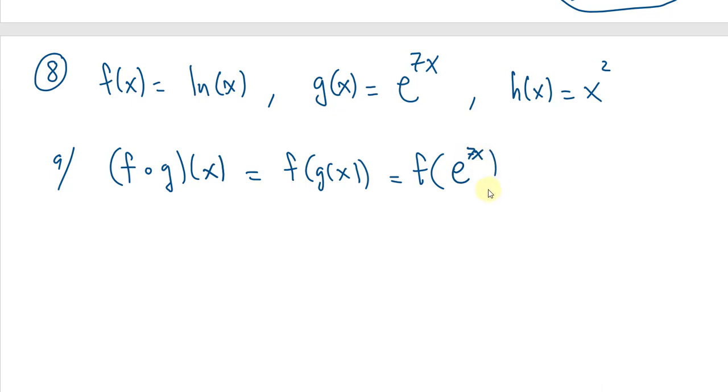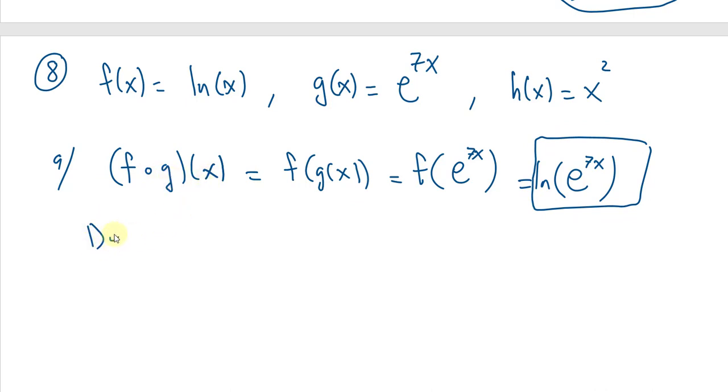Okay, because g of x is e to the 7x here. And now this is f of this thing. So we go back to the function f of x. f of x is ln of x, but your x now becomes e to the 7x. So we found that this is the composite function f of g of x.